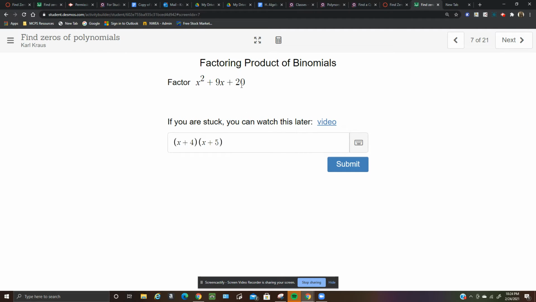Slide 7 is the product of binomials. So we'll find the factors of 20 that when I add them together get 9, which is 4 and 5. So x plus 4 times x plus 5. If I multiply this together, I get what I originally started with. X times x, x squared. X times 5 is 5x. Plus 4x is 9x. And then 4 times 5 is 20.